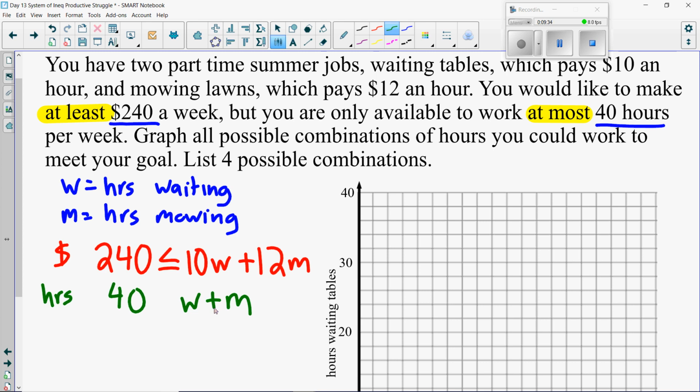You want to work at most 40 hours. So 40 should be more than anything you work. You could work 29, you could work 35. You don't want to work more than 40. So 40 should be greater than or equal to anything you work.